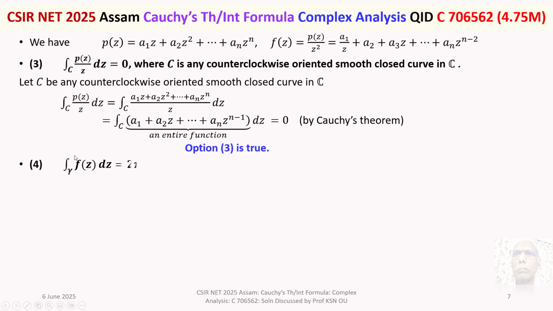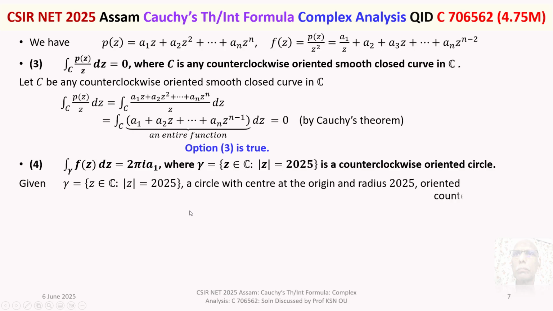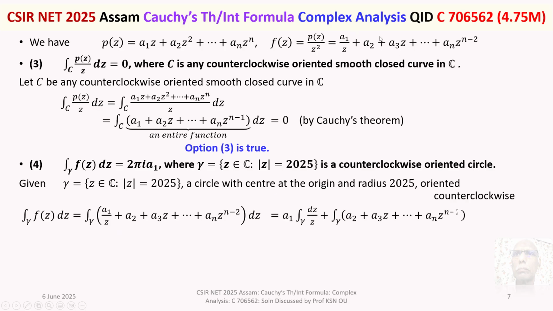Go for option 4. The integral taken around gamma of f(z) dz is equal to 2 pi i a1, where gamma is a circle with the center 0 and a radius 2025. It's a counterclockwise oriented circle. Right. The integral taken round gamma of f(z) dz, where f(z) is a1 by z plus a2 plus a3 z plus an z to the power of n minus 2, dz. So the integral of the sum is equal to the sum of their integrals.